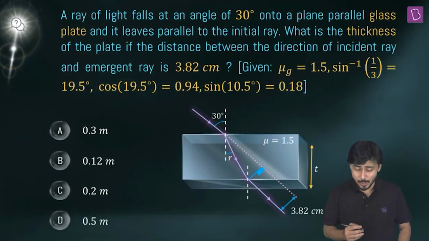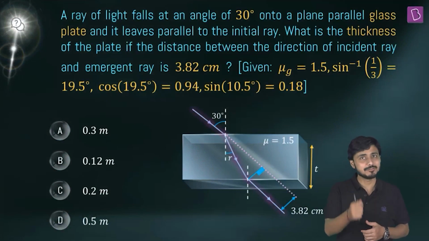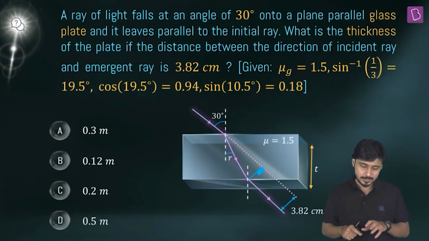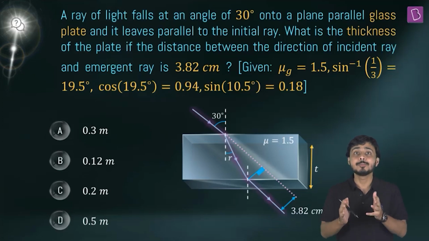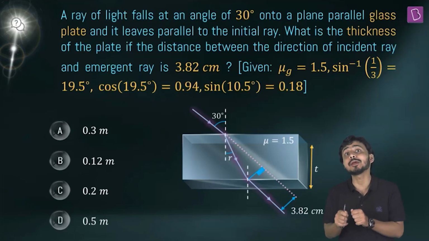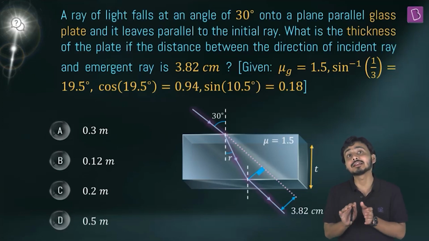This again is a problem based on the formulation of lateral shifting between an incident ray and the final emergent ray via a glass slab. Not a tricky one, just the formulation part, but what you need to be clear about is that you do the proper calculations, because this is more related to data given and calculating it in the right way, right?